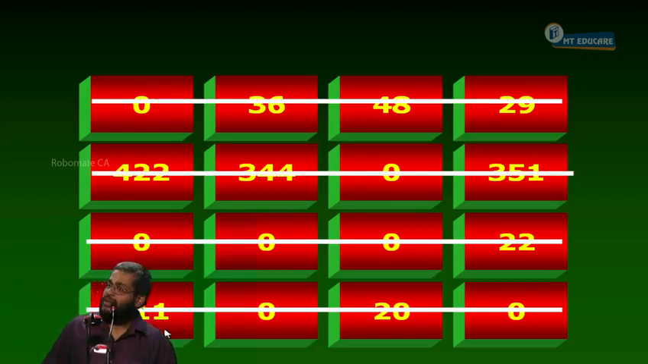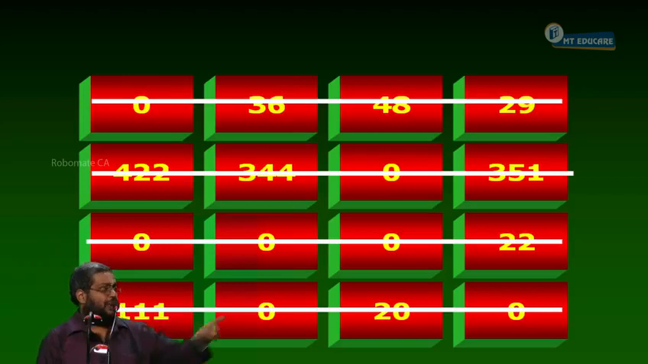Now step 10. Is the number of lines equal to the order of matrix? Underline that. Number of lines is equal to 4. Order of matrix is equal to 4 by 4. Proceed to do assignment. Can I move to the last step or not?